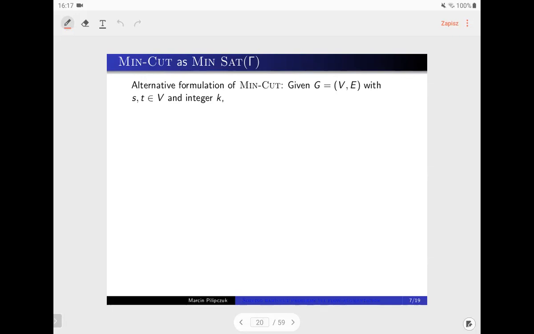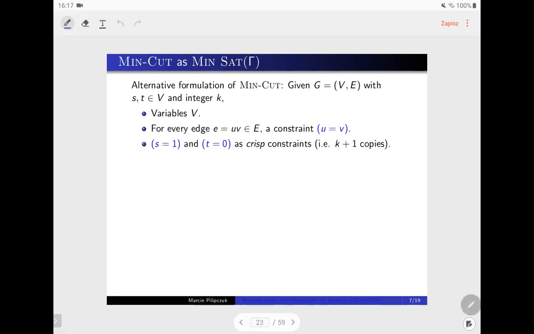So I have got a graph G, sink and source, and an integer K, and I want to delete at most K edges to separate S from T. How can I phrase it? I can make a variable for every vertex of the graph. Think of this variable as an indicator whether this vertex is on the S side or on the T side of the cut. These are just Boolean variables, zero or one. And an edge means that these two guys want to be on the same side, or I pay one to cut this edge and make them be on opposite sides of the cut.